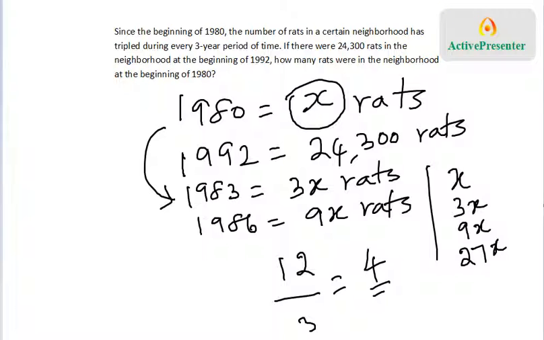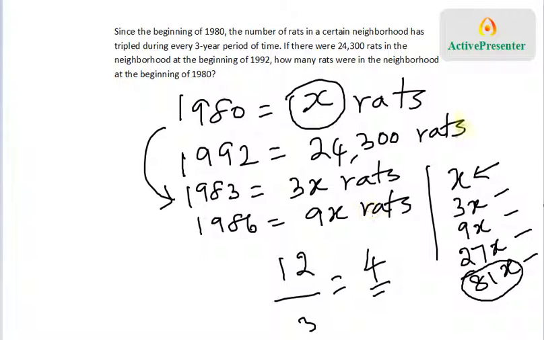So the starting value is X, then it has to triple 4 times because there is a 12-year period and every 3 years it triples. So the starting value is X. Then 1, 2, 3, and the 4th time will be 3 times 27, that is 81X. So it does this tripling 4 times. When this 81 times X happens, that's the year 1992.